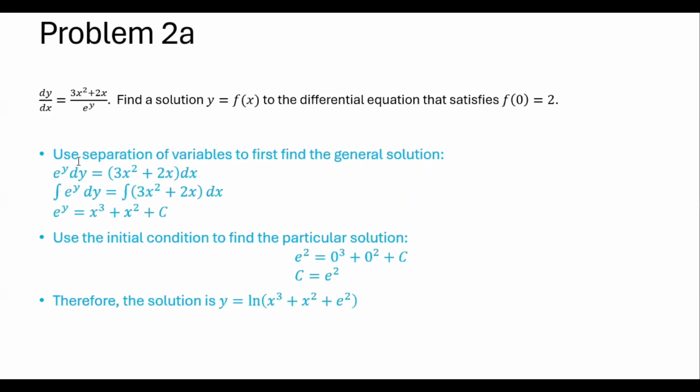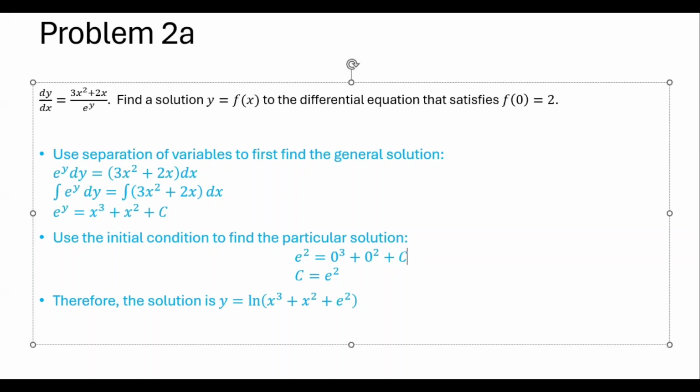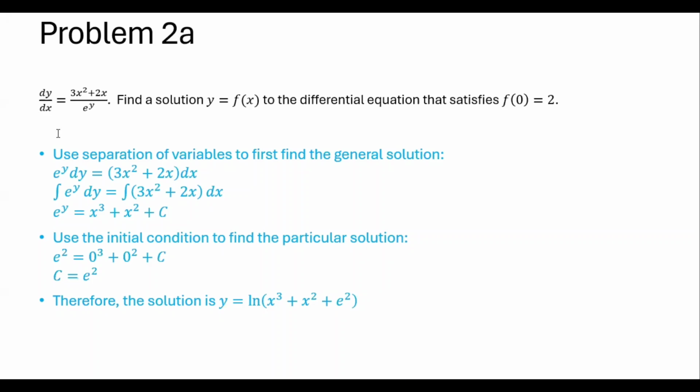Okay, so we move all the terms with y on one side, move all the terms with x to the other. That's what I did here. And then we integrate both sides. So then the left-hand side is just e to the y. And then the right-hand side we use the power rule: x cubed plus x squared plus c. Okay, some formatting issues again. I don't know why it did not save properly. But anyway, you could just find y directly from here. I decided to just find what c is first, using the initial condition.